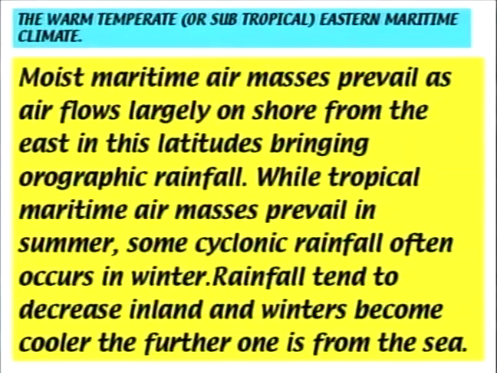So in summer, it says there, the tropical maritime air masses prevail. Therefore, there is also some cyclonic rainfall that often occurs, but the cyclonic rainfall would usually be in winter. Another important characteristic of this type of climate is that rainfall tends to decrease as you go inland, away from the coastline. And not only that, winters, especially in such a climatic area, tend to be cooler the further you go away from the sea.